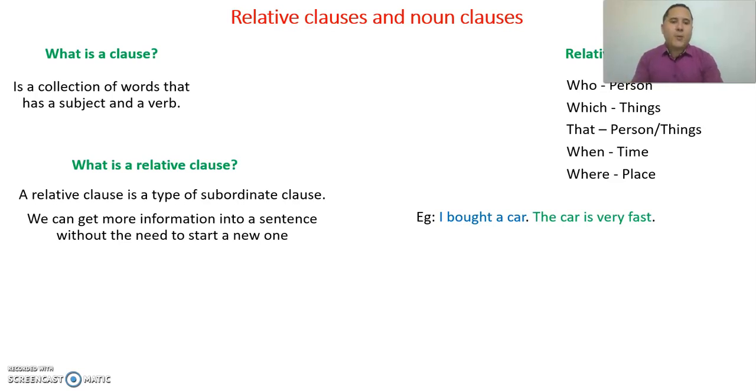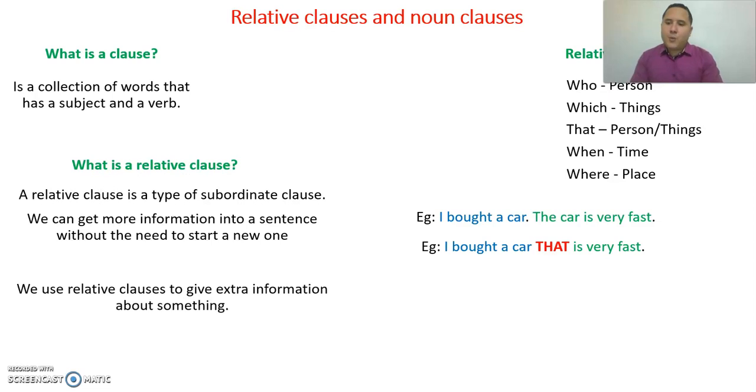Now, how can we turn that into a relative clause? We use one of the relative pronouns, and there we are. I bought a car that is very fast. Also, we could say, I bought a car which is very fast, since the car is an object, is a thing. Also, guys, we use relative clauses to give extra information about something.